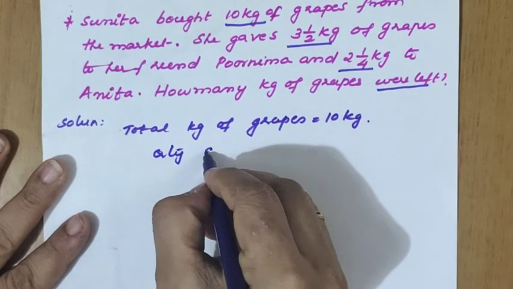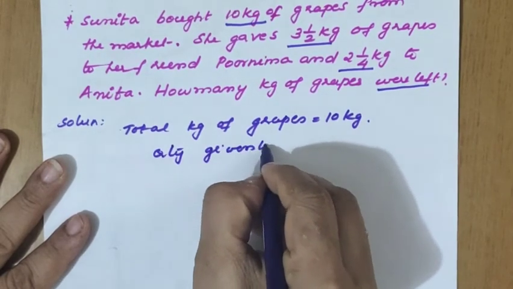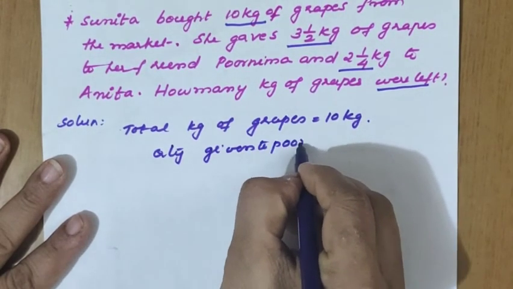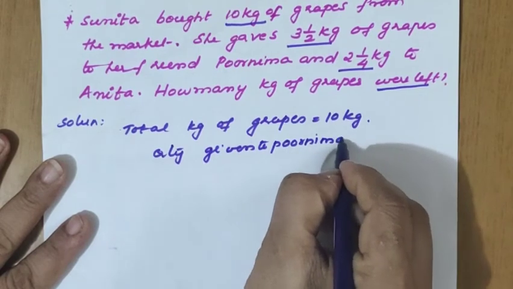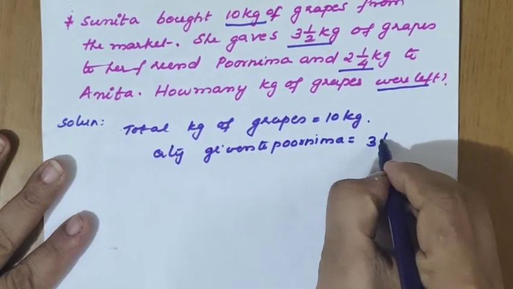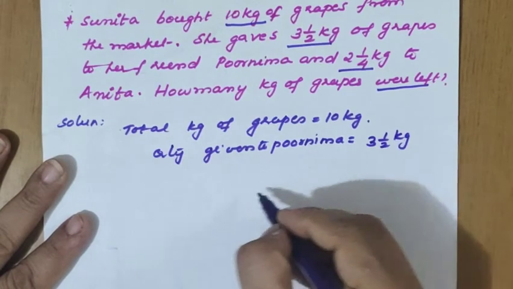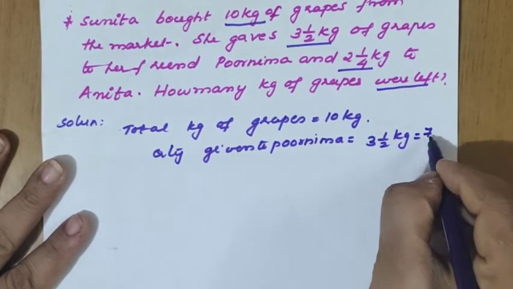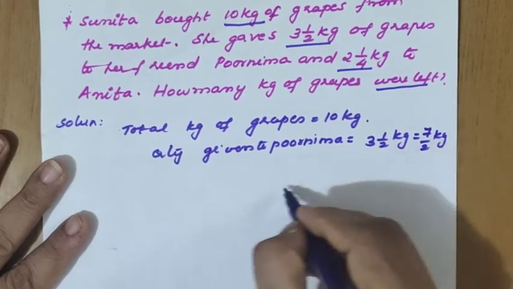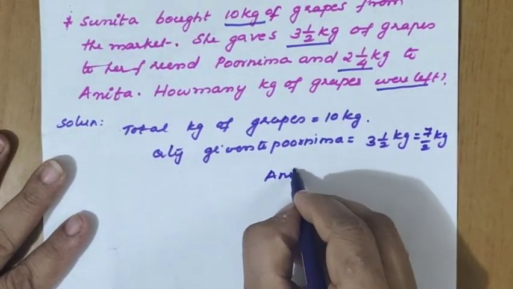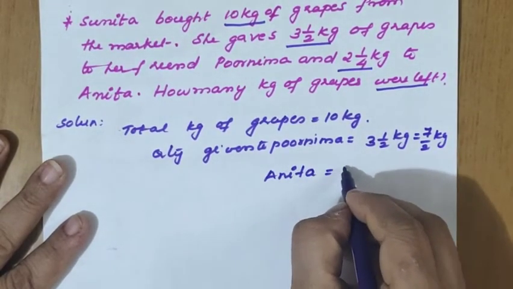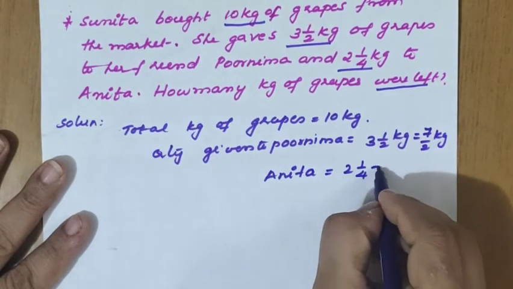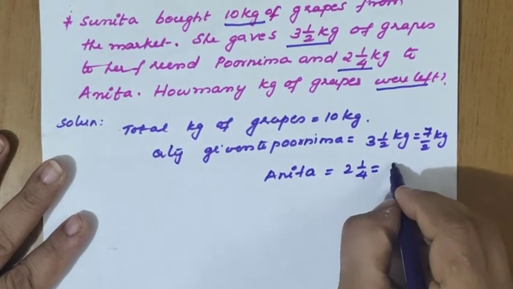The quantity given to Purnima equal to 3 integer 1 by 2 kg. Next, 3 integer 1 by 2 kg can be written as 7 by 2 kg, right? Next, Anita. She gave to Anita also, that is 2 integer 1 by 4. It is equal to 9 by 4.